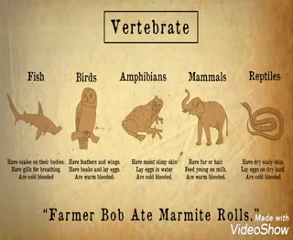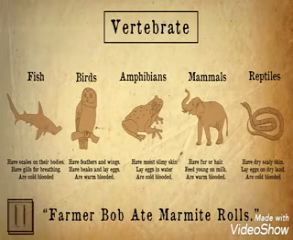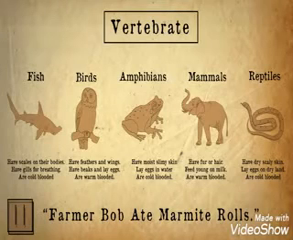Each class has different characteristics that defines them. Like mammals, which have fur or hair, feed their young on milk, and are warm-blooded. Pause the video and have a look at what the difference is for each of these 5 common vertebrate classes.